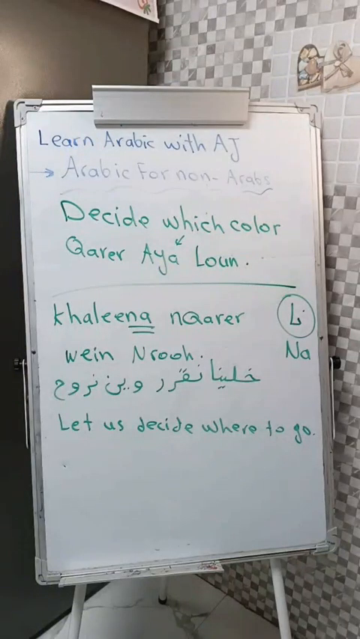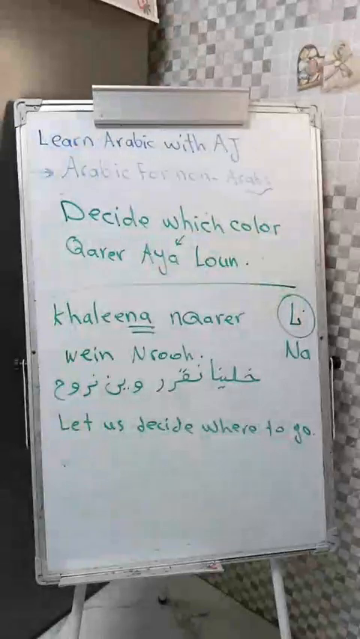قرر شو بدك تلعب. Decide what you wanna play. قرر شو بدك تاكل بكرة. You may tell your husband قرر, decide شو بدك تاكل بكرة. Decide what you wanna eat tomorrow. قرر شو بدك تشرب. Decide what to drink. قرر شو بدك تعمل. Decide what you wanna do and so on.